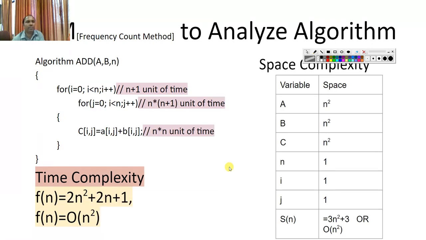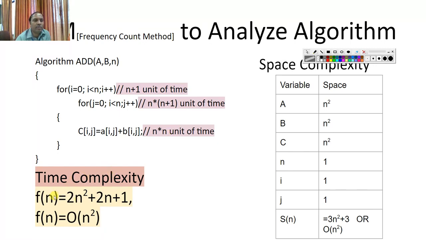Let us take one more example. This example is a matrix addition example, where we are adding two matrices A and B. So now here you see there are two for loops. The first for loop will run n plus 1 times. Inside that there is one more for loop that will run n into n plus 1 times, right? And inside that there is one statement, C[i][j] equal to A[i][j] plus B[i][j], right? And this particular statement is inside these two for loops and it runs n into n units of time.